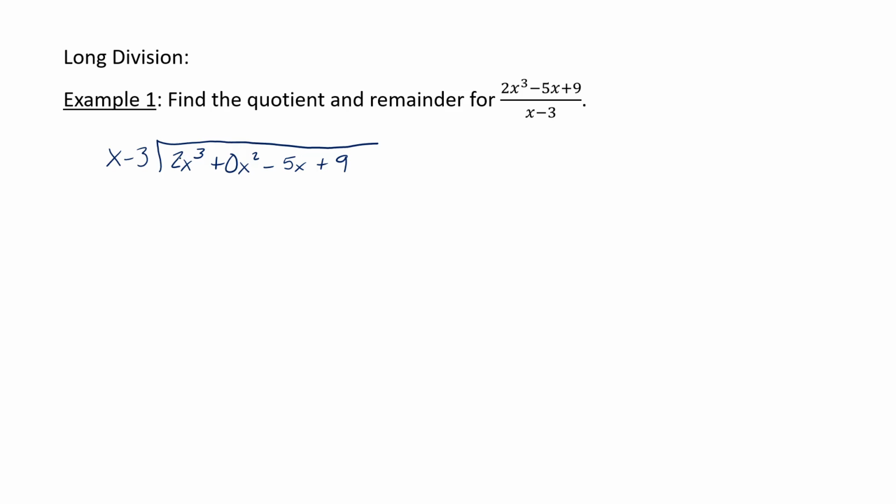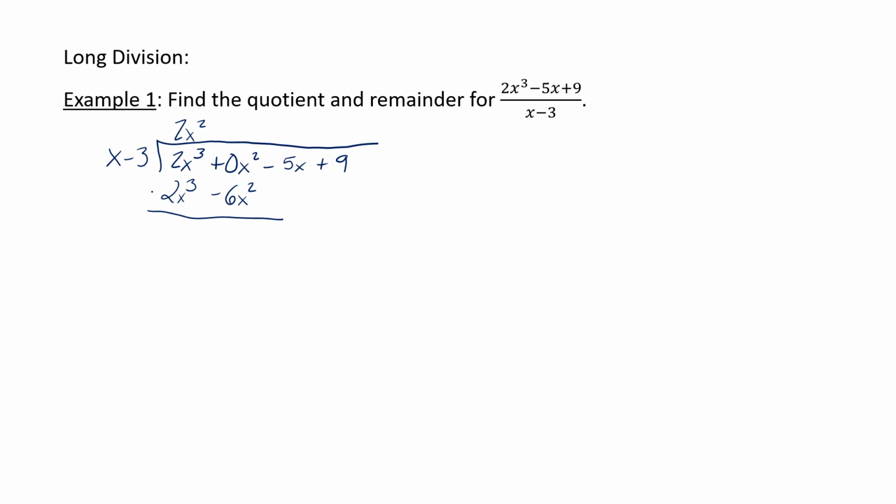Now, what I'm going to do is I need this front x value to equal this value so that it would cancel out. In order to make an x into a 2x to the third, I would need to multiply this x by 2x squared. So that's what I'm going to do. 2x squared times x would be 2x to the third. And then 2x squared times negative 3 would be negative 6x squared.